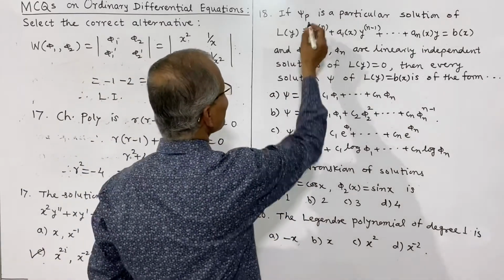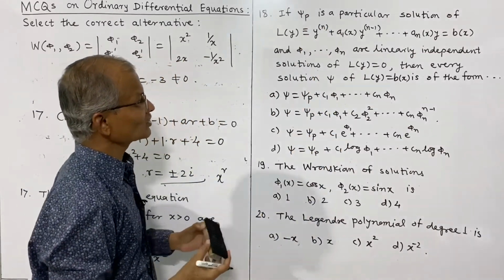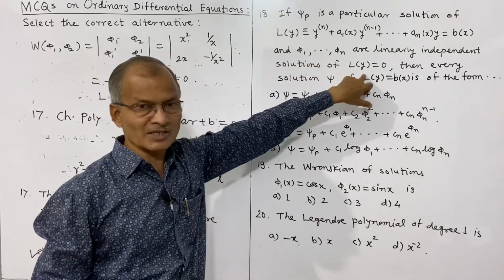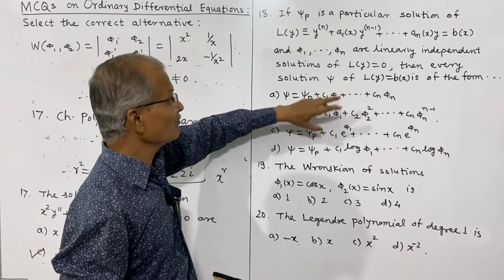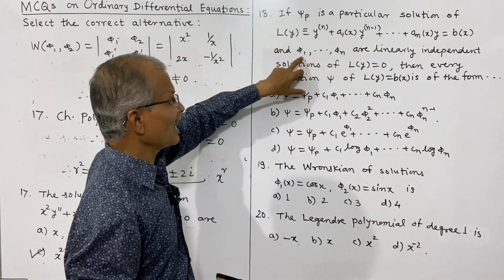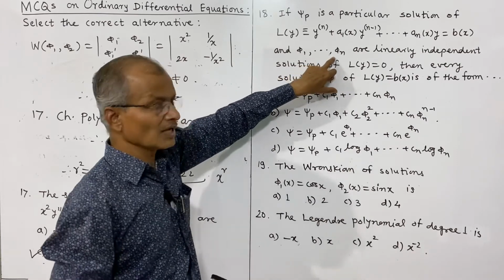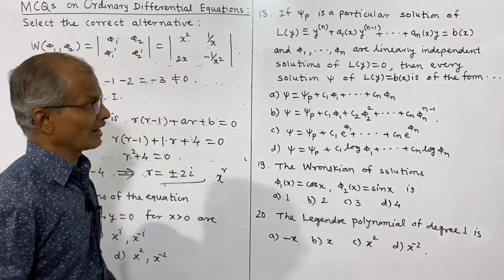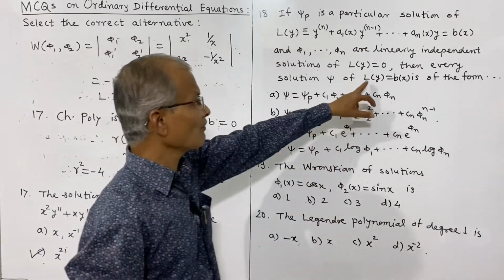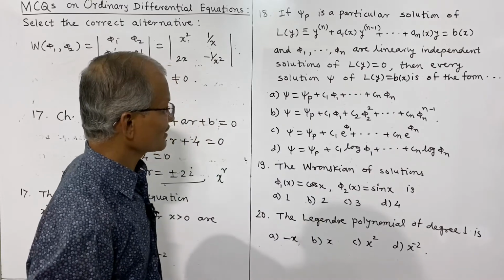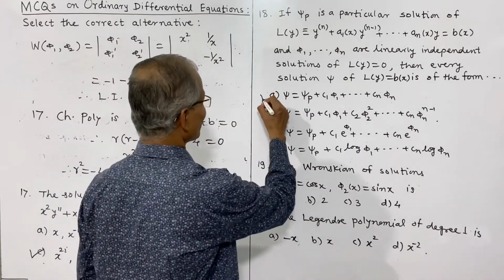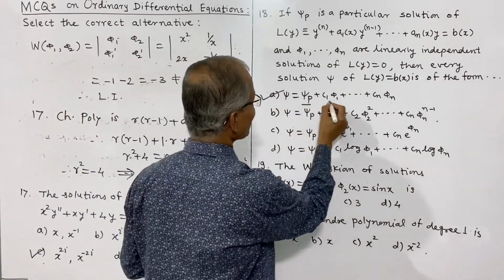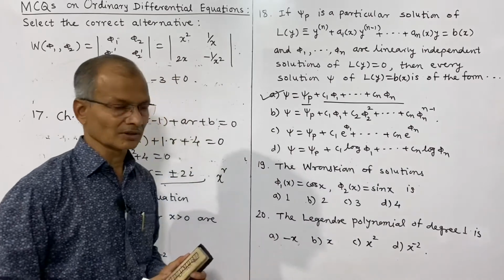Now the particular integral is psi p, and what will be the complementary function? If phi 1, phi 2, up to phi n are the linearly independent solutions of the homogeneous equation, then the complementary function will be a combination of these, that is c1 phi 1 plus c2 phi 2 up to cn phi n, and the sum of this with psi p is the required general solution of the equation L of y is equal to b of x. Thus the first one is the correct alternative. Psi p is the particular integral and this is the complementary function.